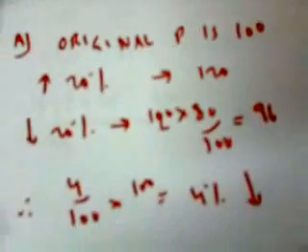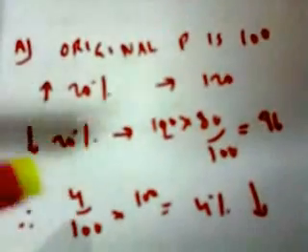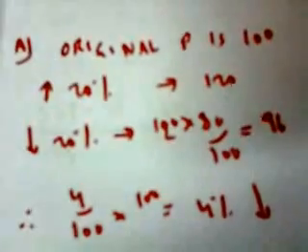Originally we had 100, now we have 96. So what is the decrease? Overall decrease is 4 out of 100. 4 out of original 100 into 100, that's 4%.